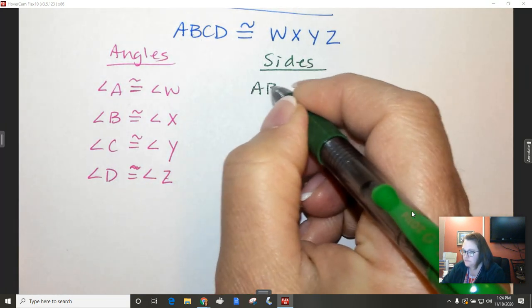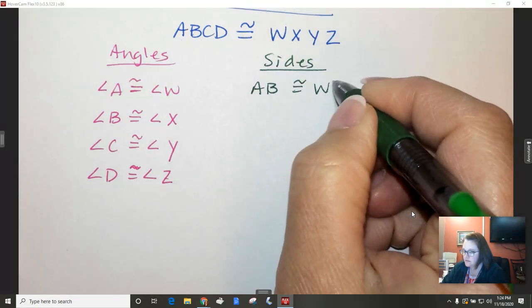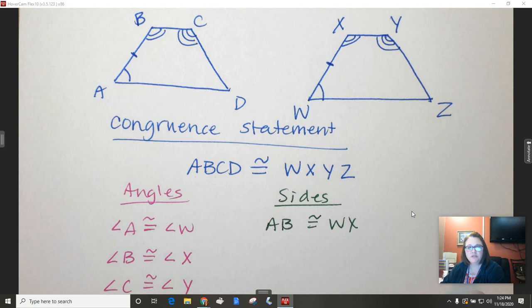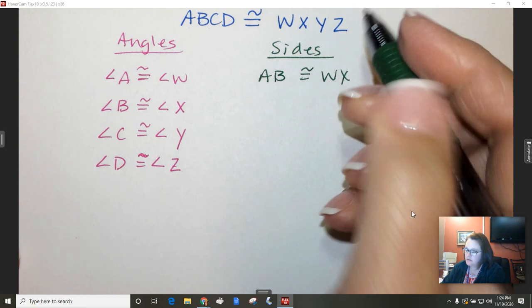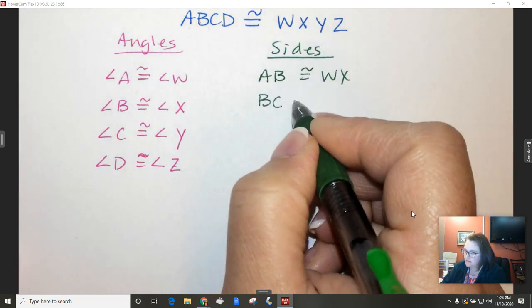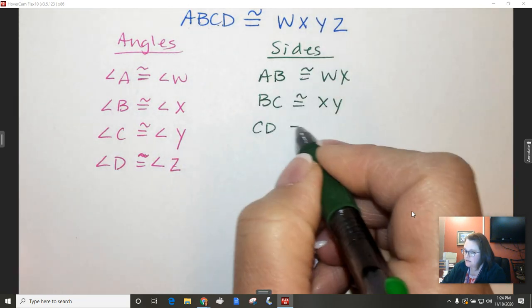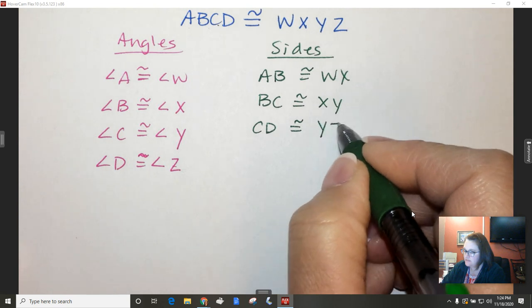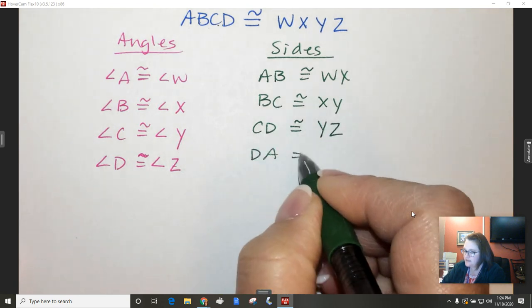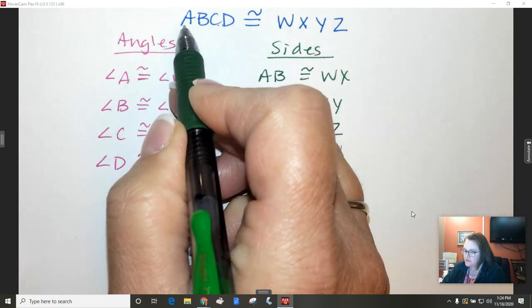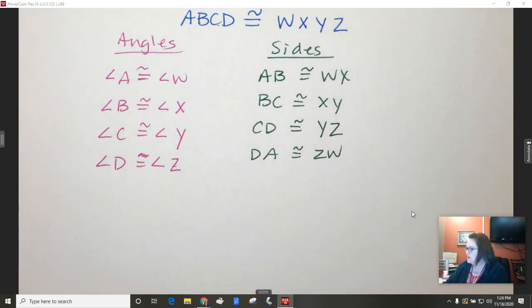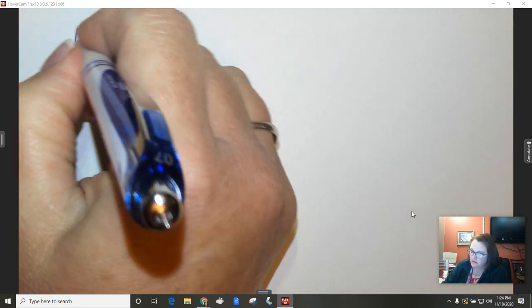AB and WX. Okay, we look at the pictures. AB and WX are corresponding sides. They're congruent too. Okay, BC is going to be congruent to XY. CD is going to be congruent to YZ. And then DA is going to be congruent to ZW. The last one and the first one. So when they give us the name of the shapes instead of the picture, we can still answer questions about it.